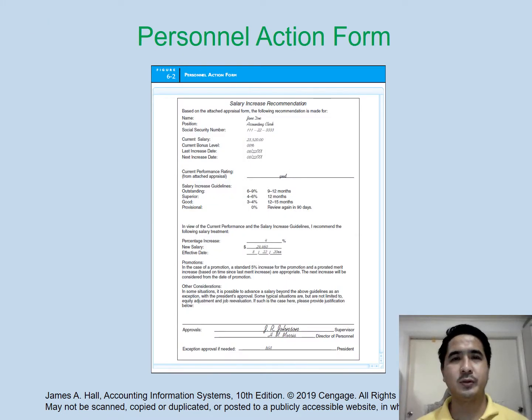So here is an example of the personnel action form. The important information here that is needed specifically by the payroll department in processing the payroll is, of course, the name of the employee to determine if he is an existing or valid employee. And then another important thing is the salary, which is one of the most important information from the personnel action form. And you can also look at the new salary so that the payroll will be updated as to which pay rate will apply.